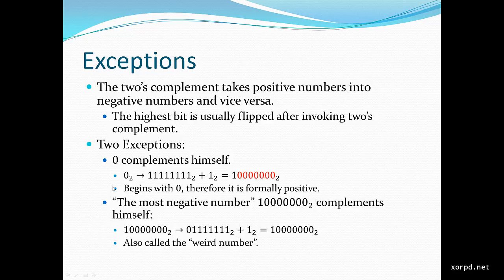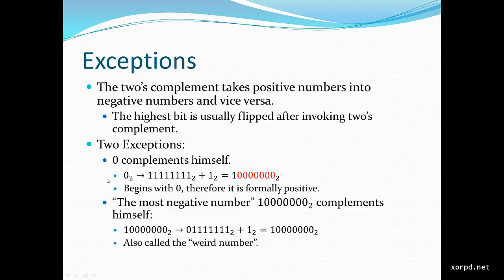We can also formally say that 0 belongs to the positive numbers because it begins with 0. So this is mostly a strange example. A positive number, when we invoke the 2's complement, goes back into a positive number. This is an interesting exception to the general rule that the positives move into the negatives and vice versa when we apply the 2's complement method.